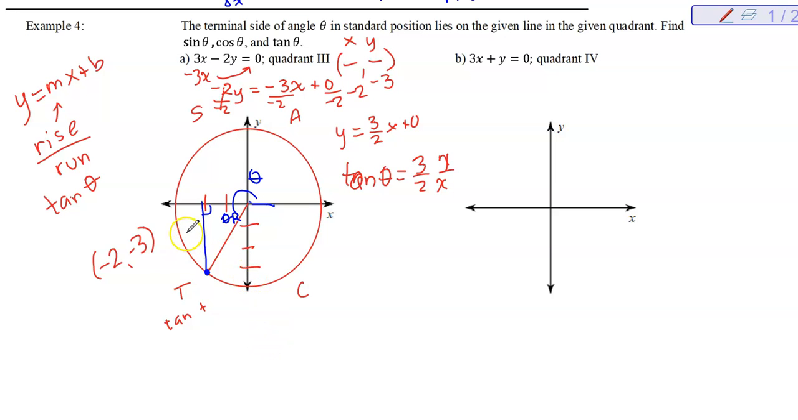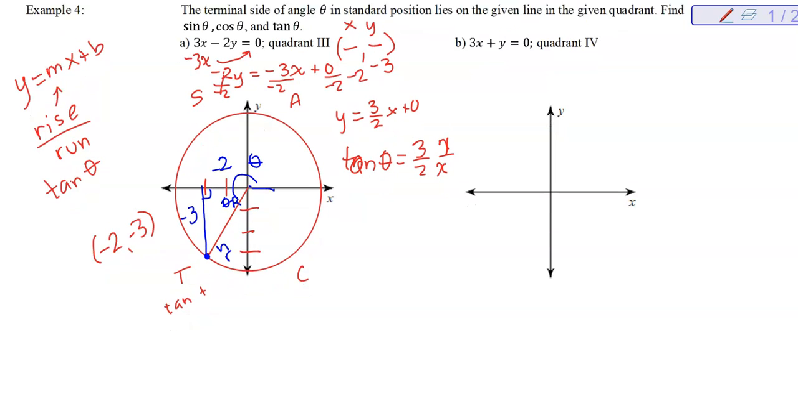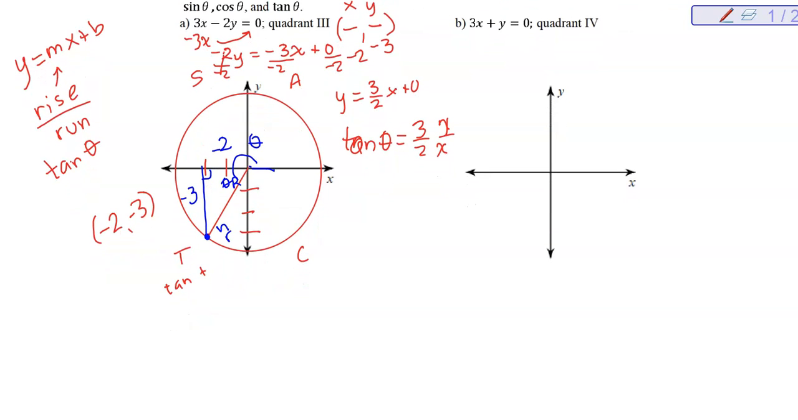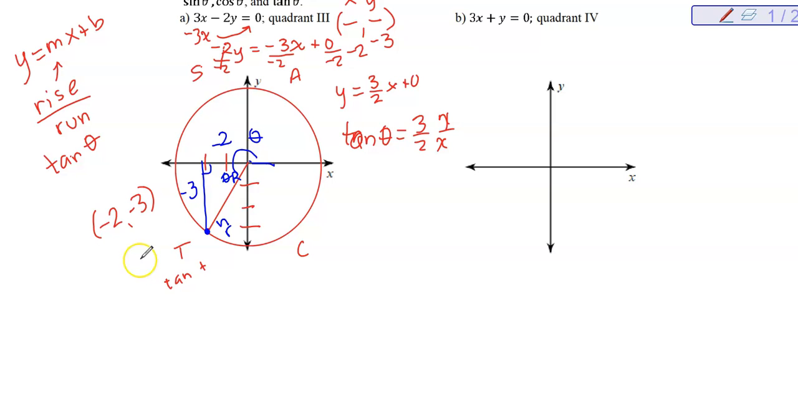So here's what I know. My opposite of theta reference is negative 3. My adjacent is negative 2. And my hypotenuse, which is also my radius, because it's the radius of my circle, is unknown. Questions about how I got there? So we need to find our radius, don't you think?